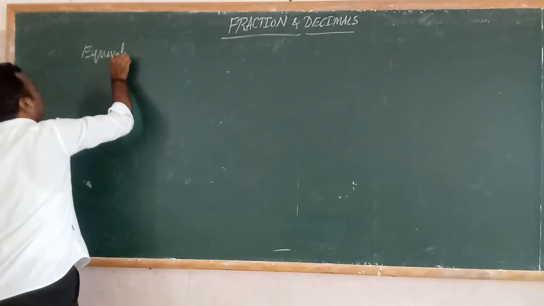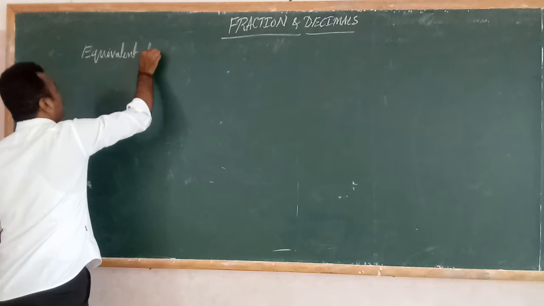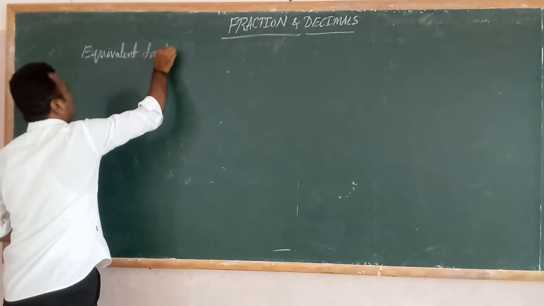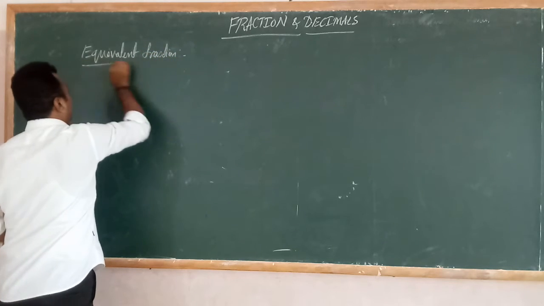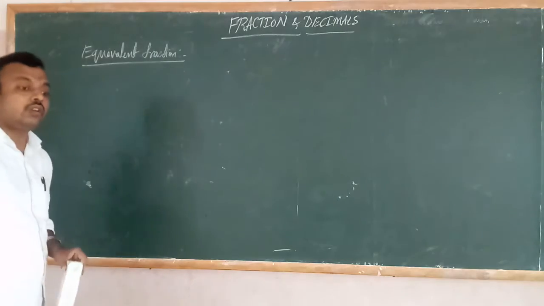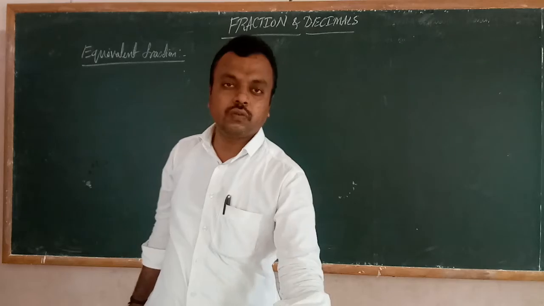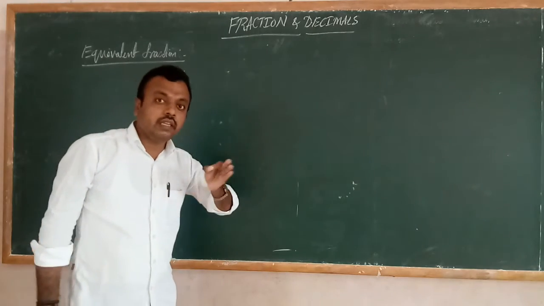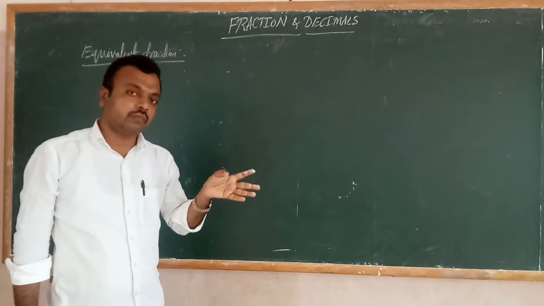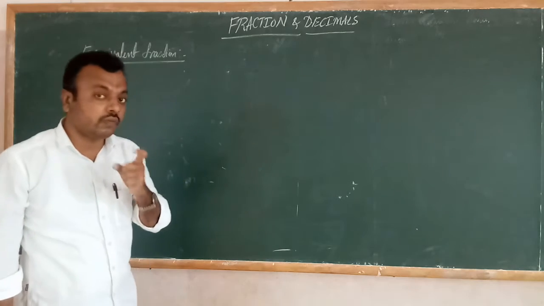Equivalent fractions. What do you mean by equivalent fractions, and how do we find the equivalent fractions of the given fractions? What do you mean by equivalent? Equal, valent, value. Fractions having equal values. Those types of fractions are called equivalent fractions.